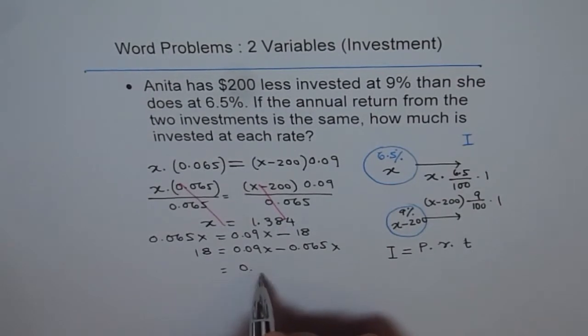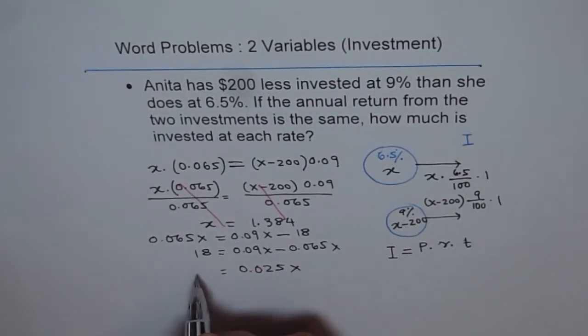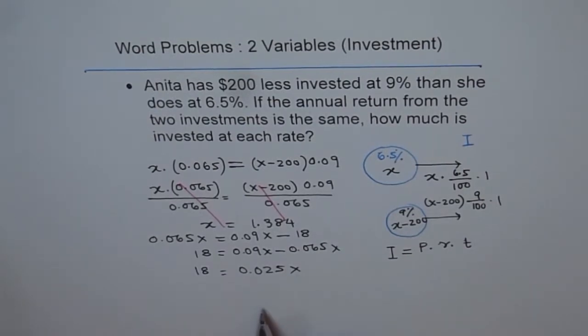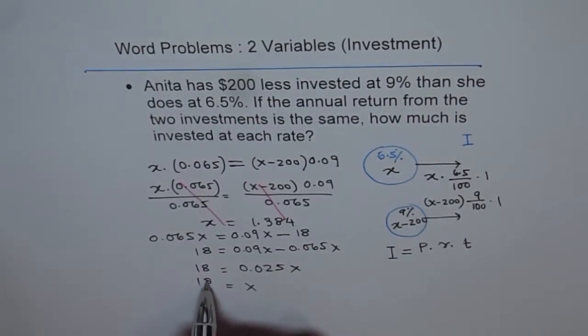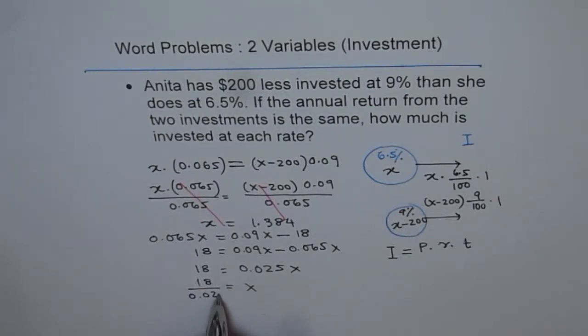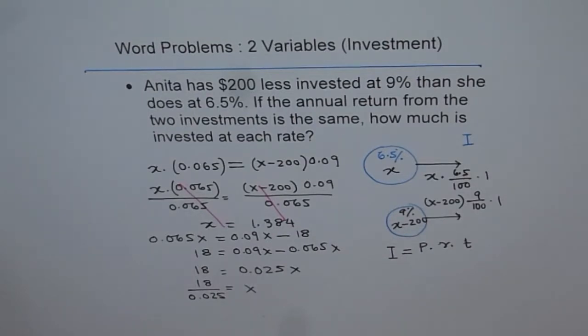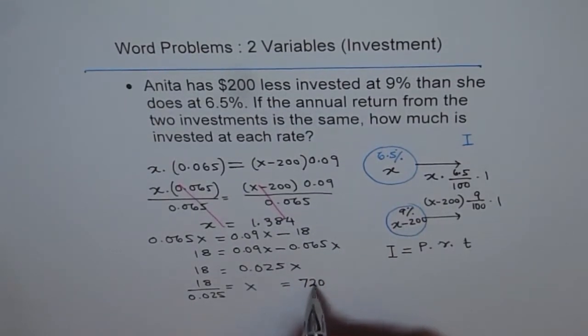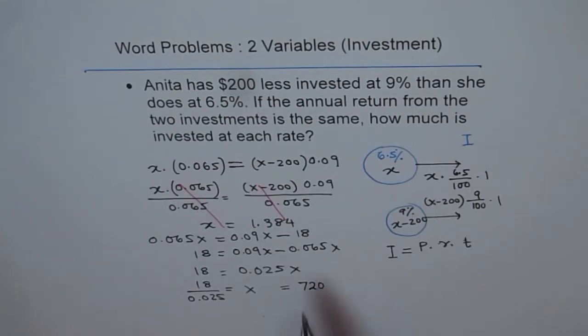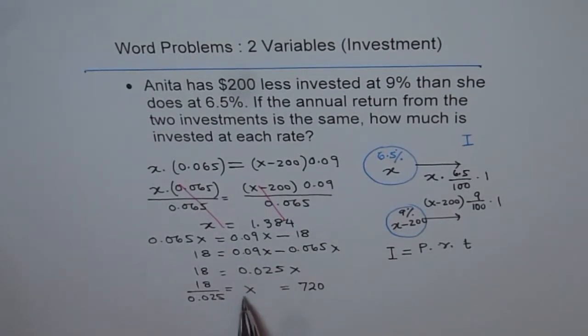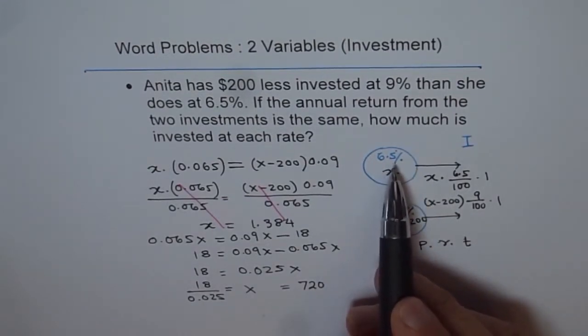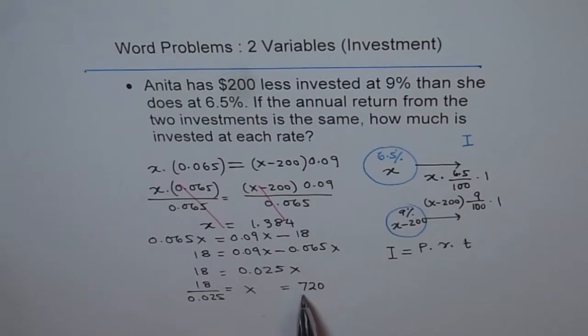So we get 0.025x equals 18, and from here we can find x. x is equal to 18 divided by 0.025. That gives us 720. So we get x as 720. This is better, right? We made an attempt earlier, but it didn't really work since it was a big decimal number. So our answer is that the investment x at 6.5% is $720.